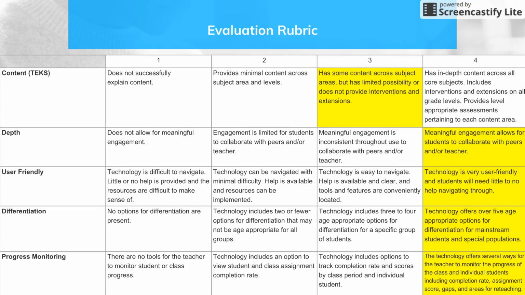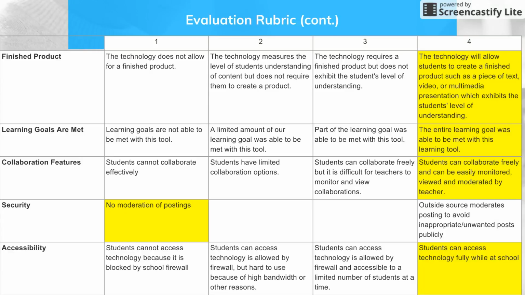But everything else, as far as depth, user-friendly, differentiation, progress monitoring, it definitely does have all of those items under the 4 category. And when we look at the rest, the finished product, the learning goals being met, collaboration features, again, everything in column number 4 was met, including accessibility. The only thing was the security, no moderation of postings.